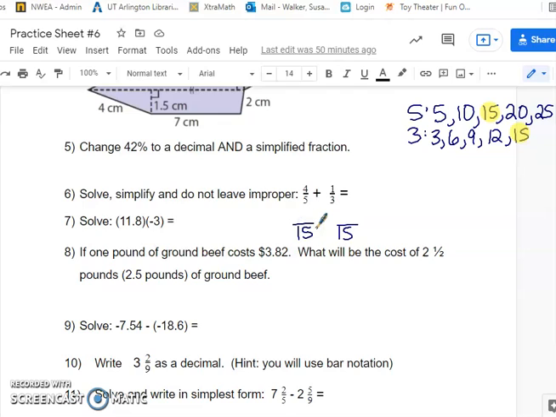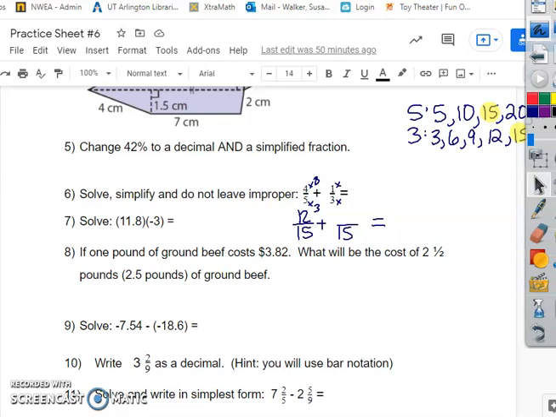Now we are going to make equivalent fractions. So I would say 5 times what gives me 15? Well, that's 3, so I multiply the top by 3. Now you're going to finish this up. 3 times what gives me 15? Multiply the top by that number and put it here. And your answer will be improper, so make sure that you change it so that it's not improper. And we're going to move on to the next problem.